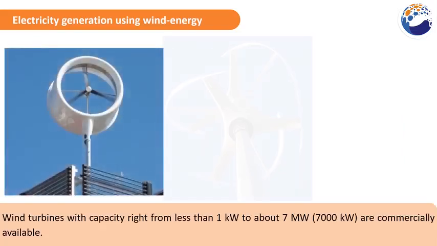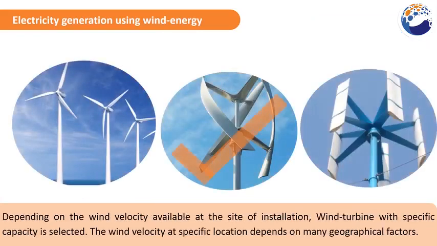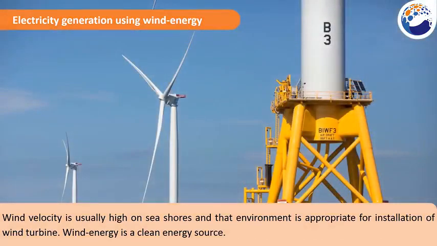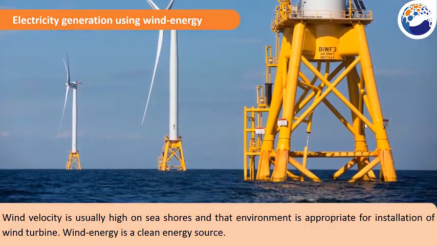Wind turbines with capacity right from less than 1 kilowatt to about 7 megawatt or 7000 kilowatt are commercially available. Depending on the wind velocity available at the site of installation, a wind turbine with specific capacity is selected. The wind velocity at a specific location depends on many geographical factors. Wind velocity is usually high on seashores, and that environment is appropriate for installation of wind turbines.